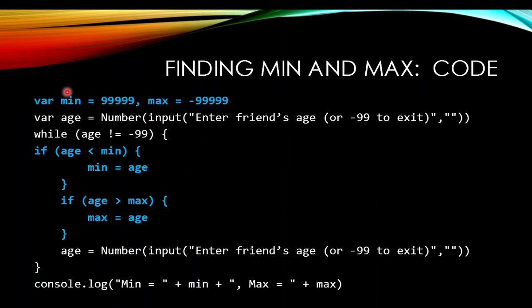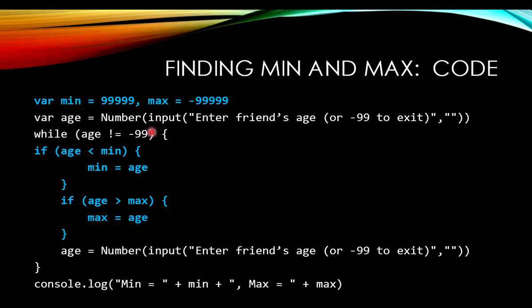But here we set up a minimum. This is going to be our min value, and we set it to something huge. We create a max variable and we set it to something tiny, in this case a large negative number, which will obviously be way outside the range of a normal friend's age, right?